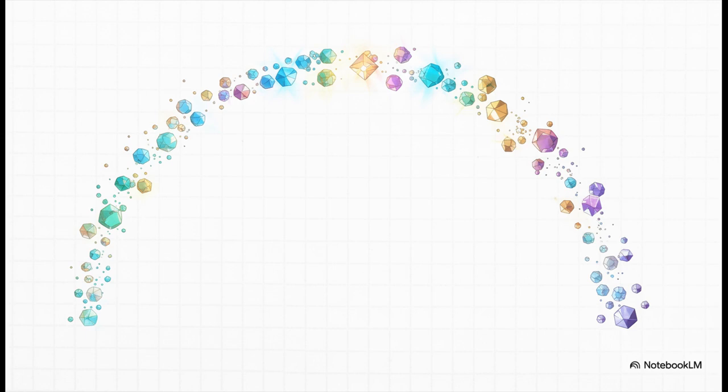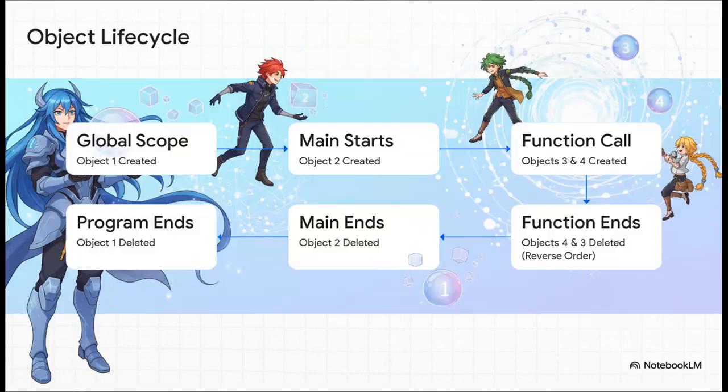See, objects have a full life cycle. They don't just pop into existence. They are constructed in a very specific order, and later on, they are destroyed in the exact reverse order. Just look at this flow. A global object gets created first, before anything else.